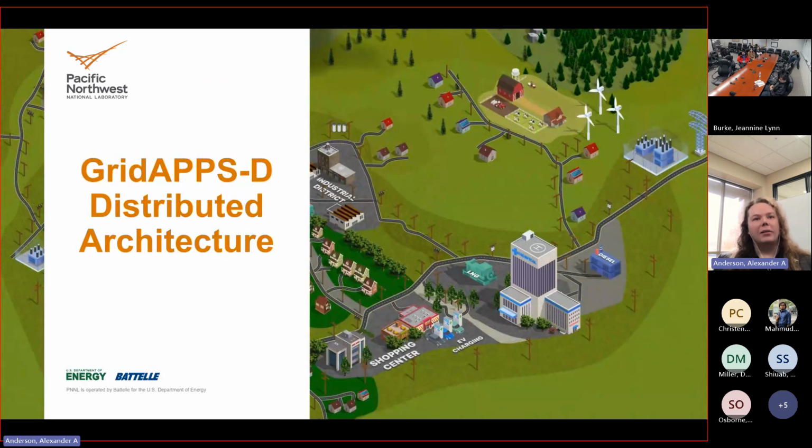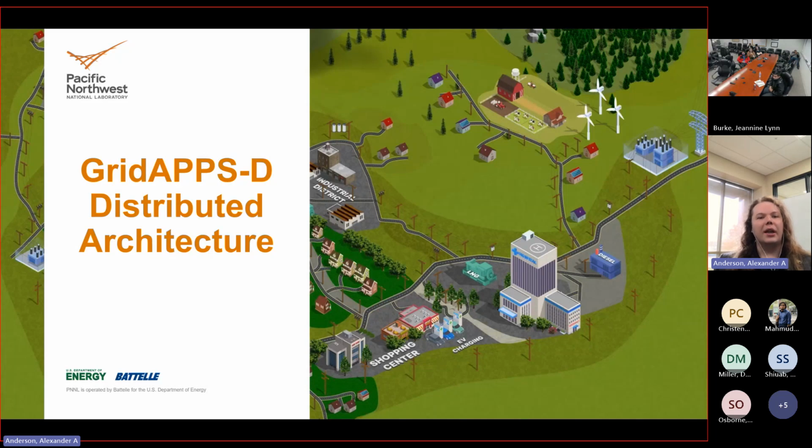Now let's talk about distributed architecture. Everything we have done up to this point is what we would call centralized. We have one database, we have one message bus, we have one single source of truth. And as we start seeing more and more grid edge devices, more and more smart homes, virtual power plants, microgrids, trying to do everything in one location is going to break down. It's very hard to get that much information through a single pipe.